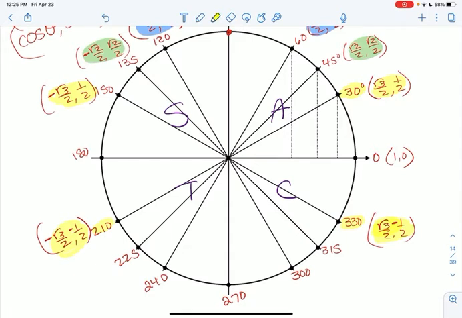All right, let's do the ones that have a reference angle of 45. So 45 and 135 and 225 and 315 all have the same reference angle of 45. So all of these are going to be radical 2 over 2. All I'm doing is changing the signs. In the fourth quadrant, cosine is positive, sine is negative. Sine is my y. In the third quadrant, they're both negative, sine and cosine. So x is negative and y is negative.